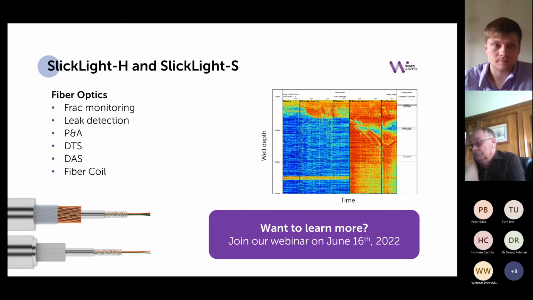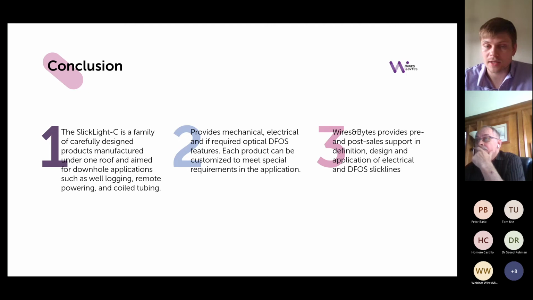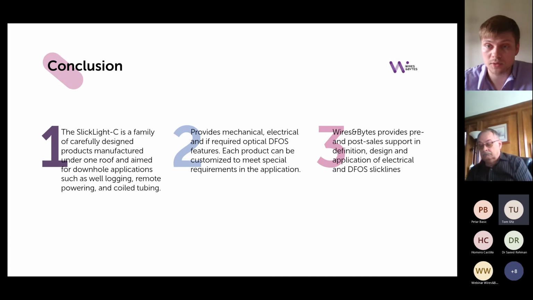So join us there. So to conclude, as I've talked about, SlickLight-C is a digitally enabled slickline product that has copper on the inside, allowing real-time communication and power to tools, essentially using any and all wireline tools. Each cable is designed in-house, can be made up to 30,000 feet, and we work together with our customers in order to build the best package possible. And lastly, Wires and Bytes is always innovating, always creating new products and ideas, and we're working with our customers as well to make strides in this industry.